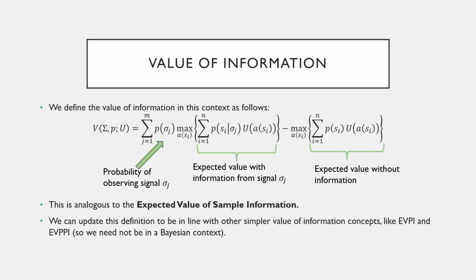The thing that's nice about this definition of our value of information is that we can collapse this into much simpler value of information concepts like the expected value of perfect information and the expected value of partial parameter information. So this need not be in a Bayesian context. We can just use simpler notions as I've discussed in other videos on my channel.